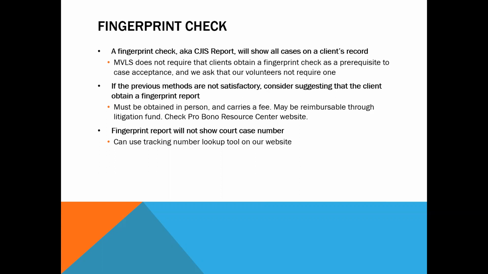It may be possible to reimburse the costs for obtaining a fingerprint report through the Pro Bono Resource Center's litigation fund. So look up their website to find more information about that. And then a final thing about fingerprint reports is that they unfortunately do not show the court case number. They only show a tracking number. They do show most of the other relevant information that you'll need. We do have a tracking number lookup tool that can essentially cross-reference a tracking number and find a case number for you. And that should complete the final missing piece that you need to fill out an expungement petition.